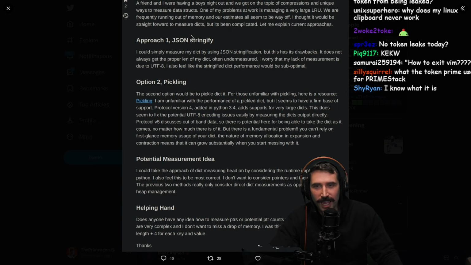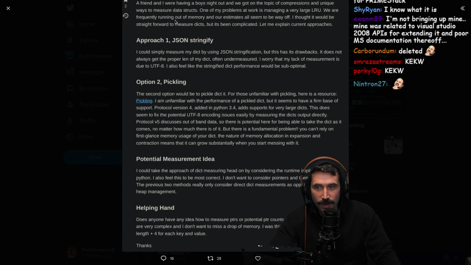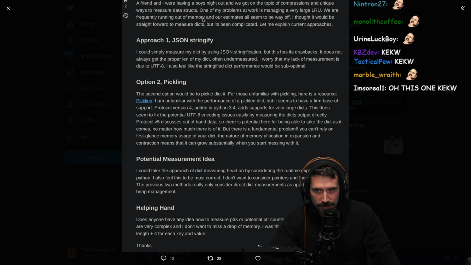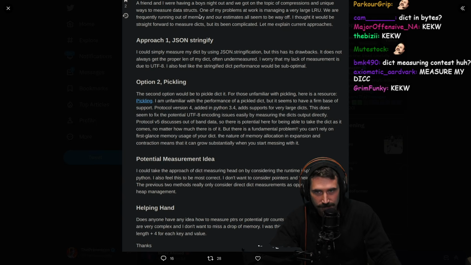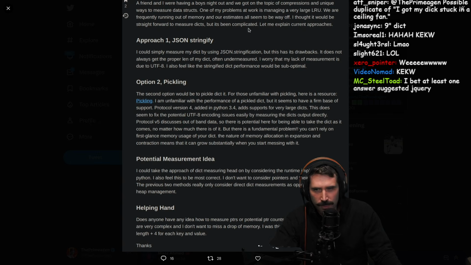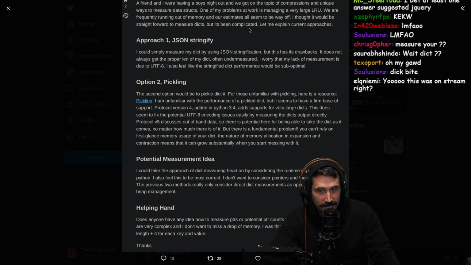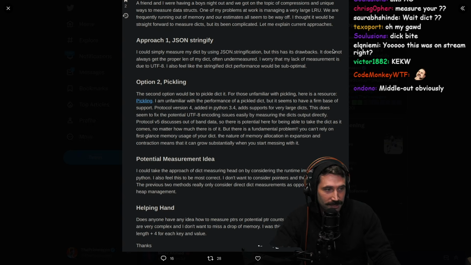A friend and I were having a boys' night out, and we got on the topic of compressions and unique ways to measure data structs. One of my problems at work is managing a very large LRU. We are frequently running out of memory, and estimates all seem to be way off. I thought it would be straightforward to measure dicts, but it's been complicated. Let me explain the current approaches.